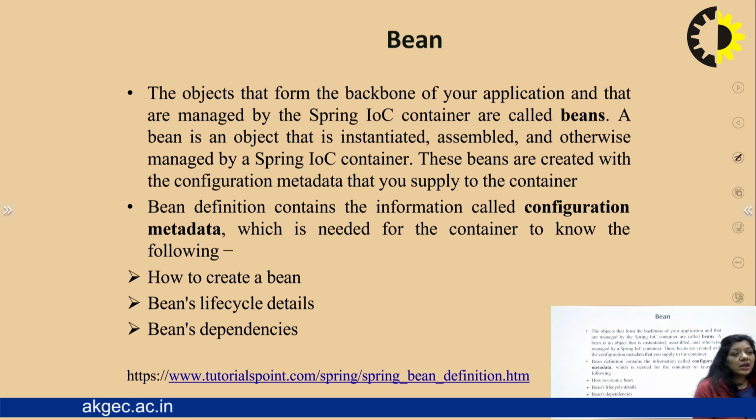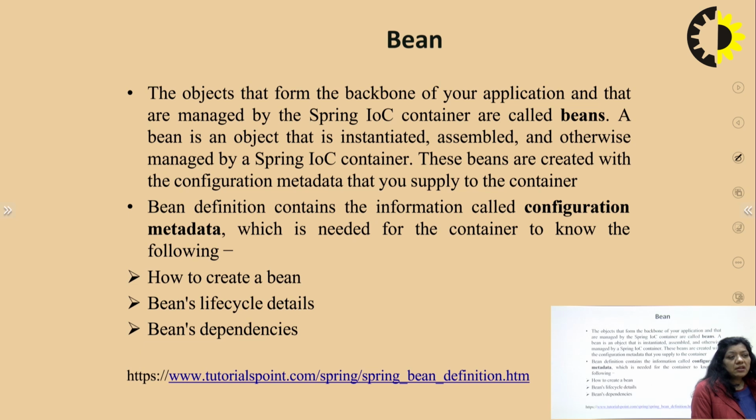Now what is a bean? The objects that form the backbone of your application and that are managed by the Spring IoC container are called beans. A bean is an object that is instantiated, assembled, and otherwise managed by the Spring IoC container. These beans are created with the configuration metadata that you supply to the container. A bean definition contains the information called configuration metadata, which is needed for the container to know the following: firstly, how to create a bean, bean lifecycle details, and bean dependencies.